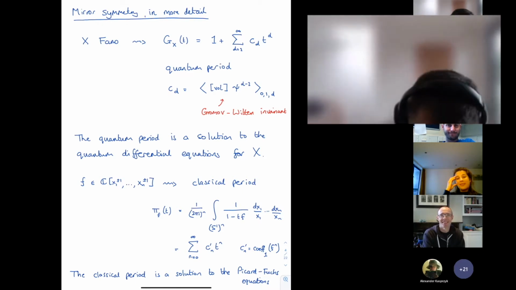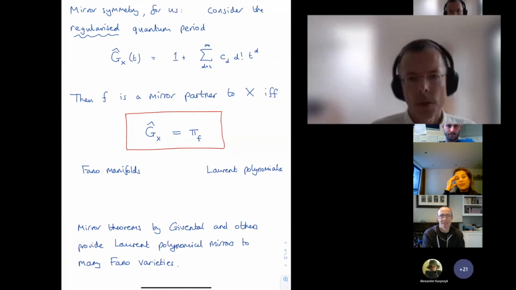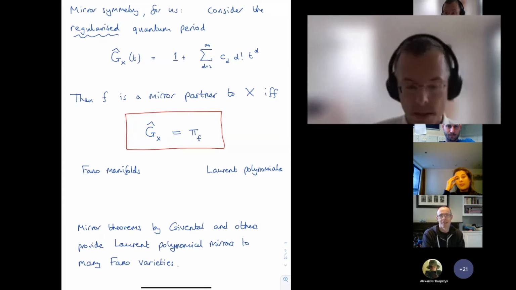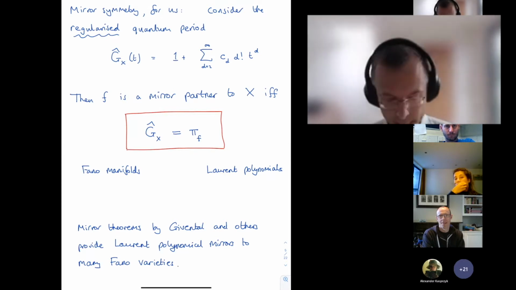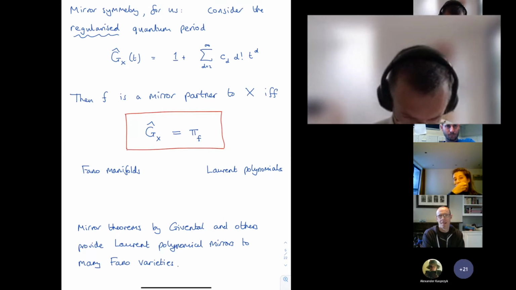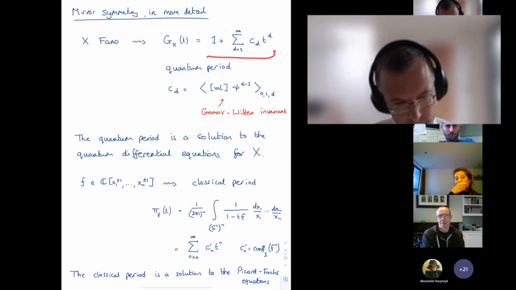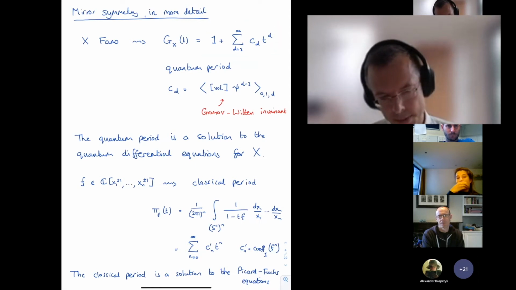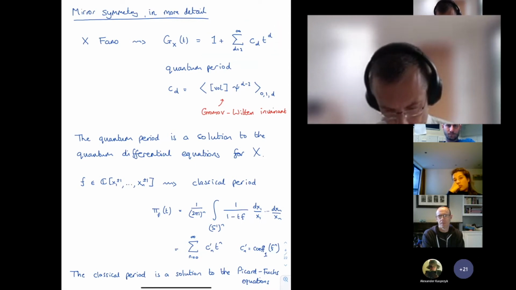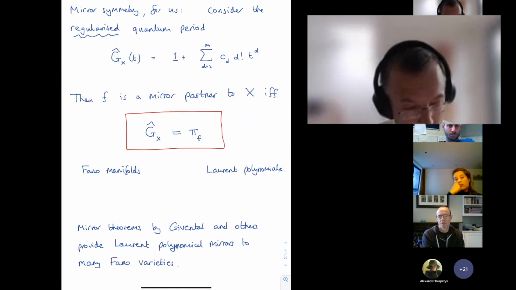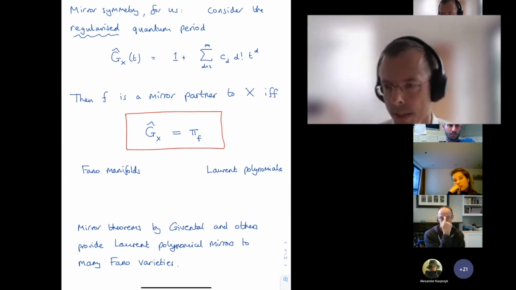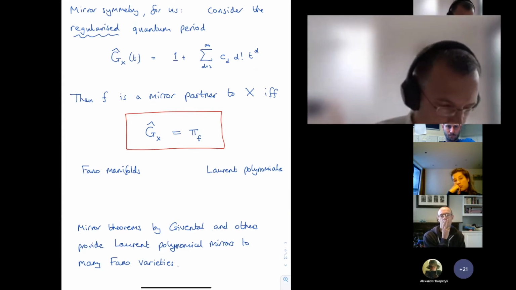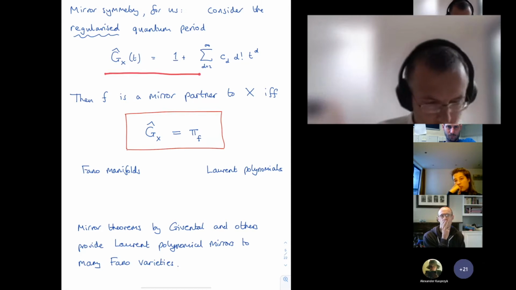Cool. Okay, so what does mirror symmetry mean for us? Well, we have the quantum period. I'm just going to flick back a page, one second. The quantum period was this generating function, 1 plus the sum of c_d t to the d. So what I'm going to do now is regularize it by putting a d factorial in there. This is taking the inverse Fourier-Laplace transform. Okay, so now we're going to make the regularized quantum period.